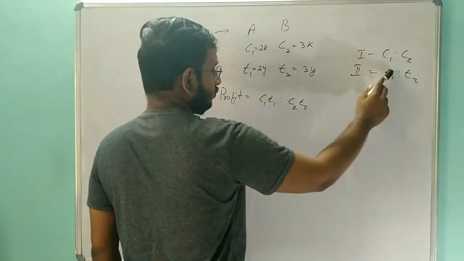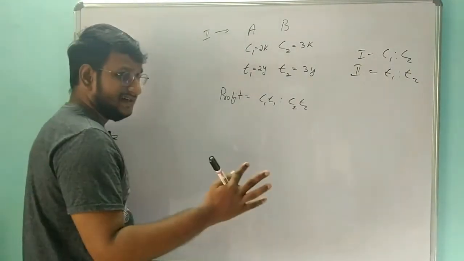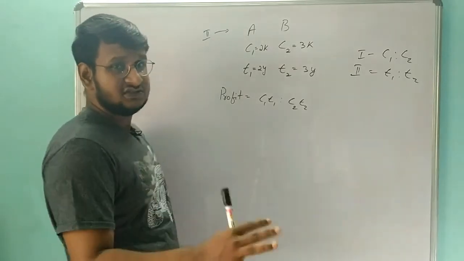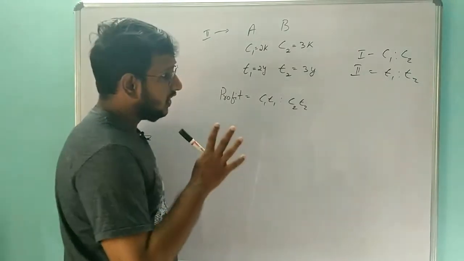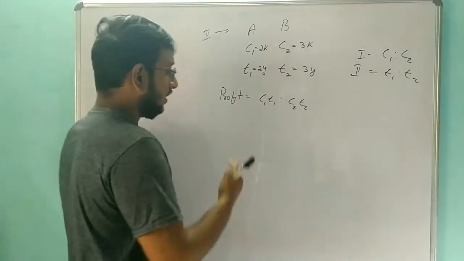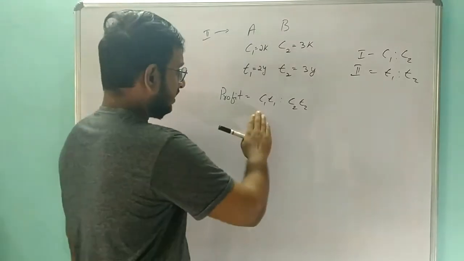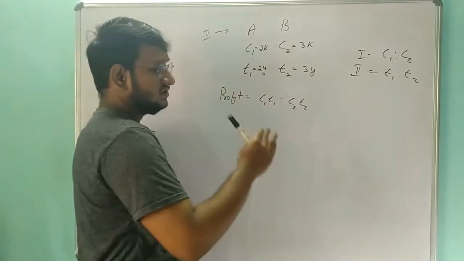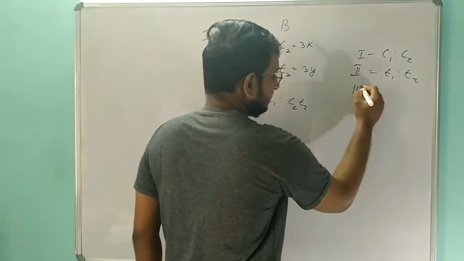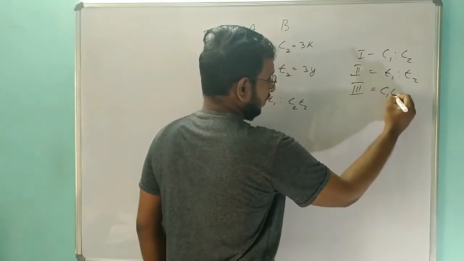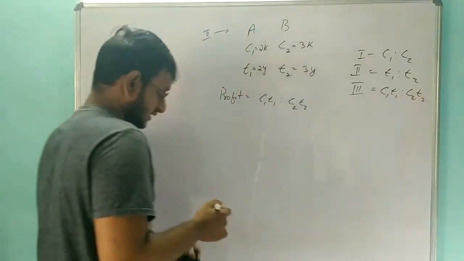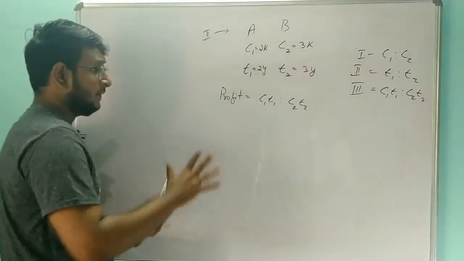In the first scenario, since only the investment is changing, we use C1 is to C2. In the second scenario, only time is changing, investment remains constant, so we use T1 is to T2. In the third scenario, both investment and time change, so we multiply investment and time. Thus we have this formula, that is C1 into T1 is to C2 into T2. So this is the third scenario, used to find the profit ratio.